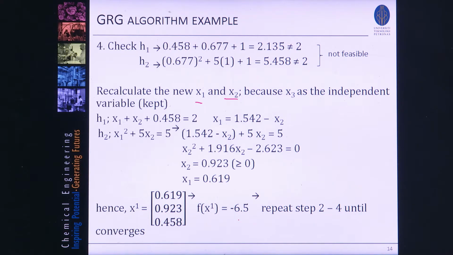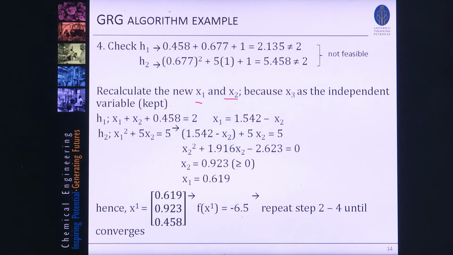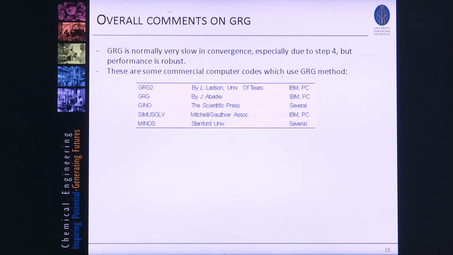So we repeat this step again until we converge to the solution that we want. GRG is normally very slow in convergence because of step 4, the check where we are checking if the obtained variables are feasible. If not, then we have to recalculate the dependent variables based on the values that we have in the independent variables. Because of this, it's very slow, but its performance is robust.